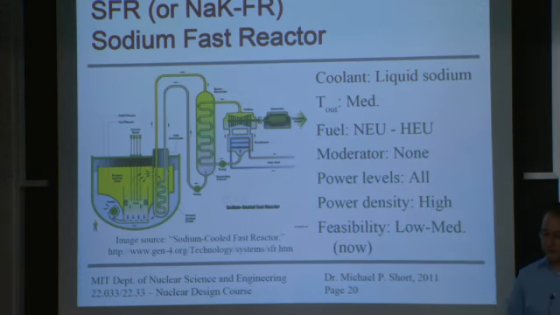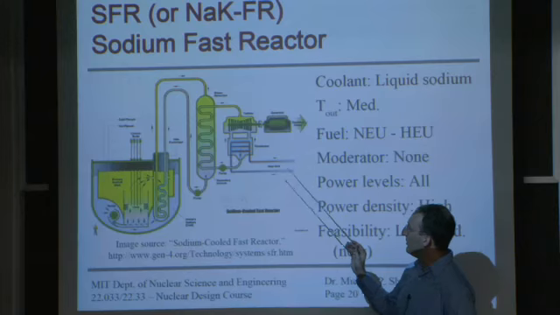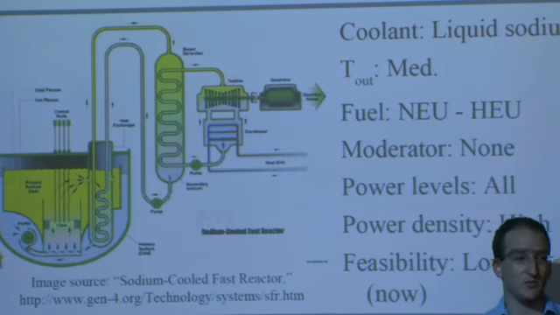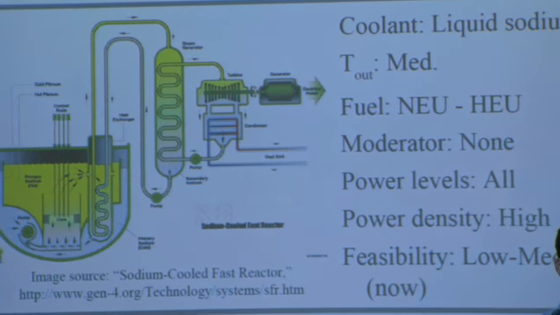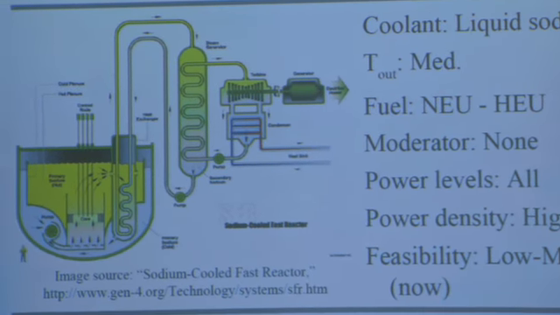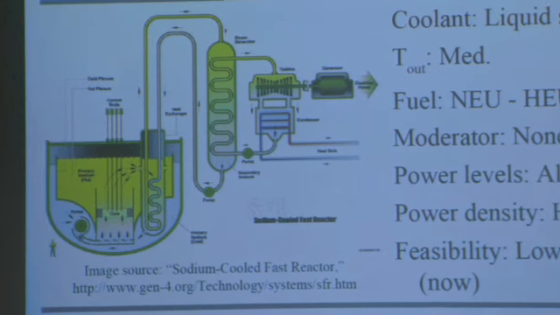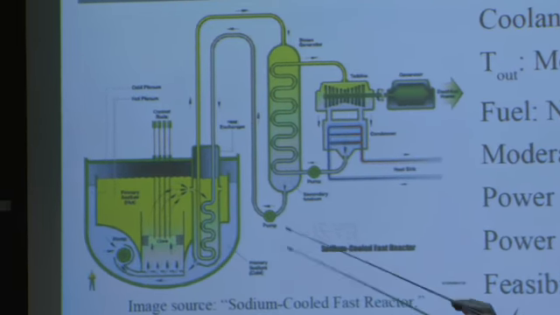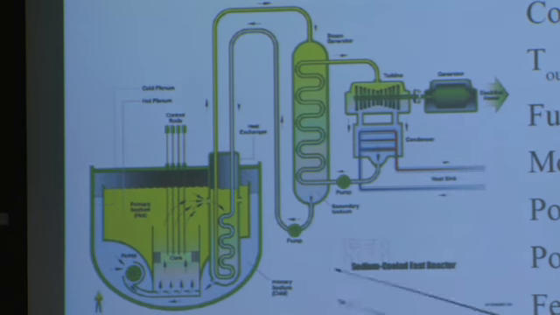So on to the SFR, the sodium fast reactor, or you could do a sodium potassium fast reactor. When you look at the diagram for this reactor, what's the first thing you notice that's different from a lot of the other ones we've seen? Yeah? This is pool type? It's not actually considered a pool type. There is a big pool, but this is considered a loop type.